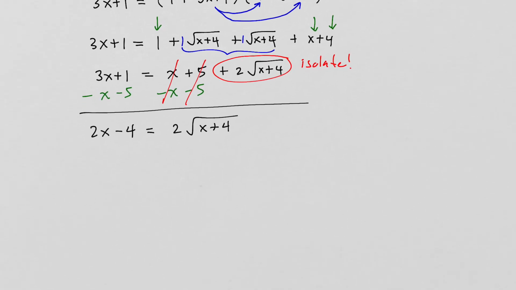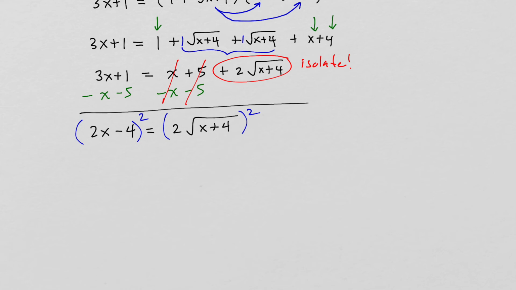Now from here, there's a couple of different things you could do. One thing we could do is divide by 2, since these are multiples of 2. But sometimes this number will not divide evenly into those numbers there. So if that's the case, I wouldn't actually want to divide by 2 here. So I'm going to take the more generic approach, which is now just square both sides.